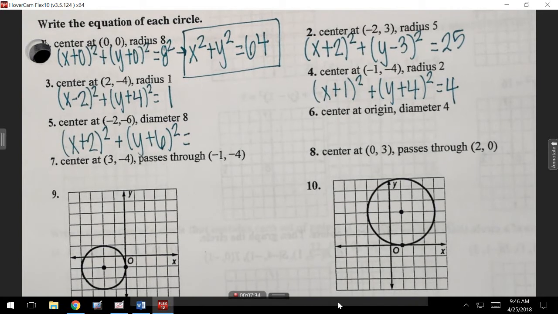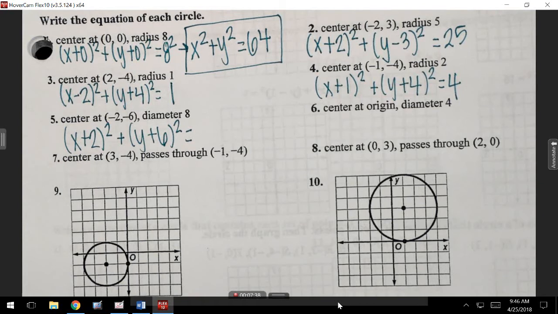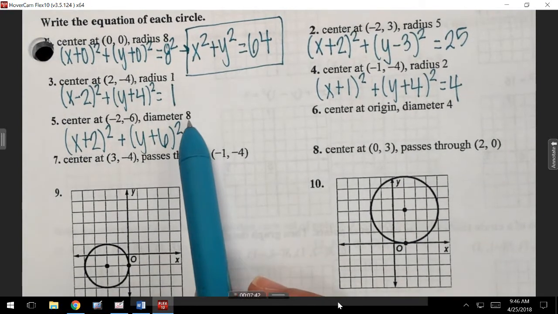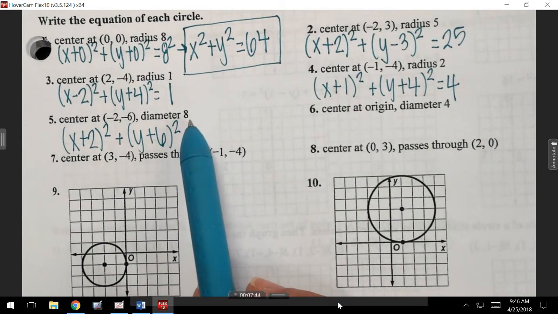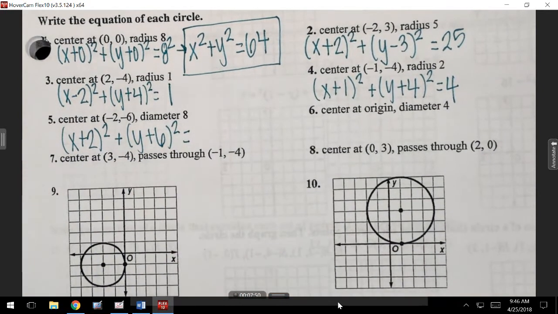Check 3 and 4. Did I square the radius on number 3? Yes. 1 squared is just 1. Okay. Number 5. What's the difference in number 5 versus the other ones?